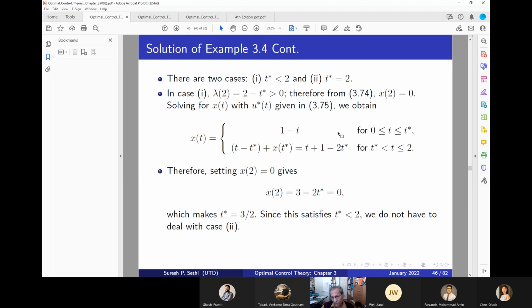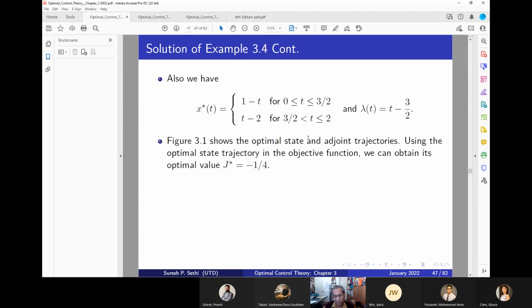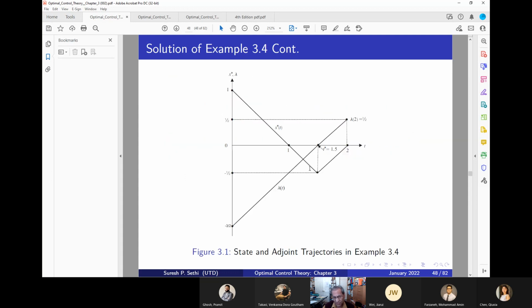So this is 1 minus t, and then xt beyond that t star is going to be whatever the value xt star is, and then you switch the control to +1, and you get the value t +1 minus 2t star. So you can solve that xt. So the xt in a picture is this and then that. We don't know the t star yet, but it's that and that.